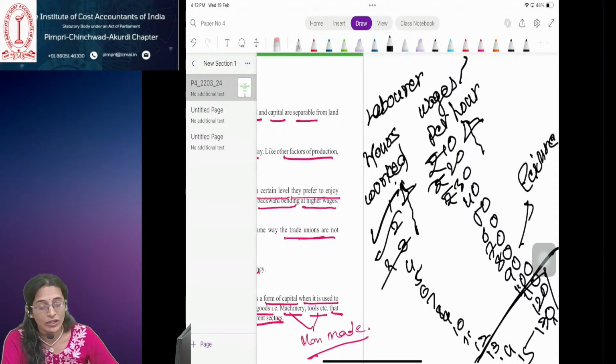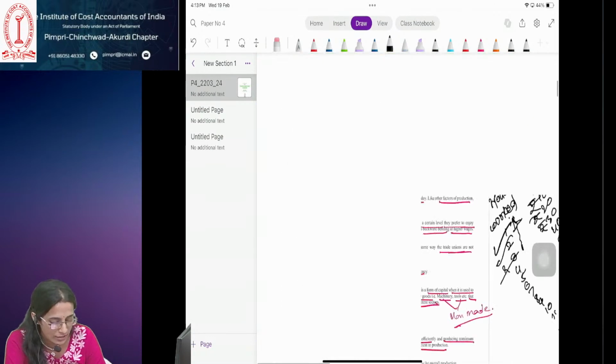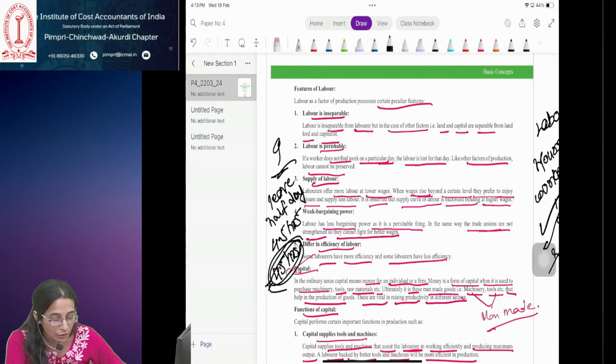In case of rare goods, we cannot supply more even if their price increases. Because they are rare, can we supply more? No. And even as the wage rate goes on increasing, the supply of labor at the start increases. But later, after a period of time, the supply does not increase, right? We had discussed this. Only the same concept is here. Supply of labor: laborers offer more labor at lower wages. When wages rise beyond a certain level, they prefer to enjoy leisure and supply less labor. Everyone understood this?